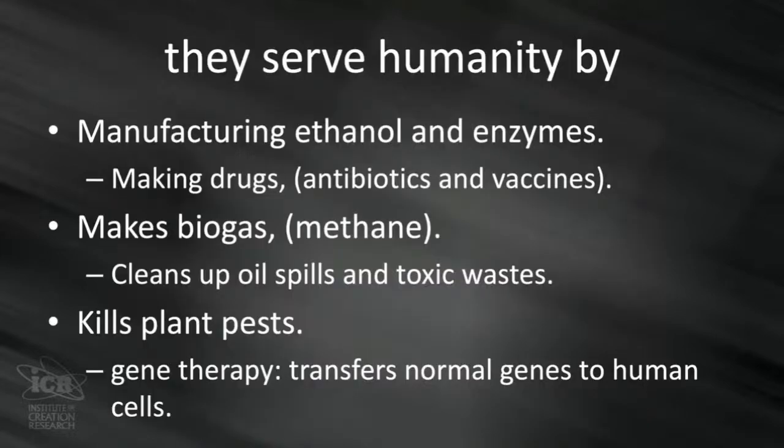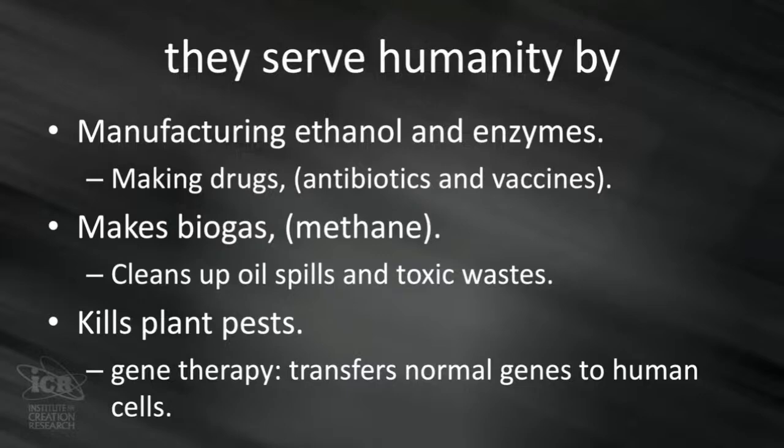Okay, how do they serve humanity? Well, they manufacture ethanol and enzymes. So when ethanol is produced in factories, well, beer, of course, wine is the best example. To produce quality, good beer, you have to have the right bacteria. And if you don't, you're going to end up with some poor wine. In fact, they have to check constantly to make sure the bacteria producing the wine, or the beer, is of the type necessary to produce the flavor that they want.